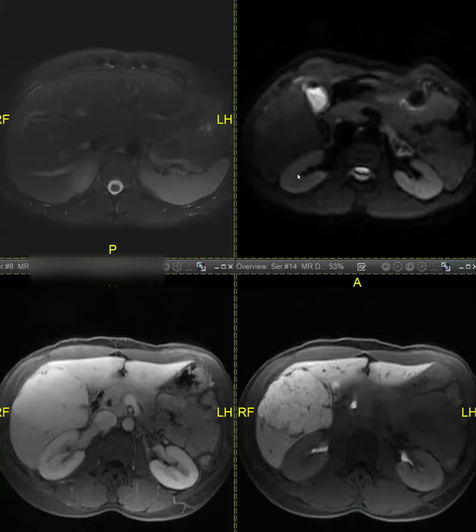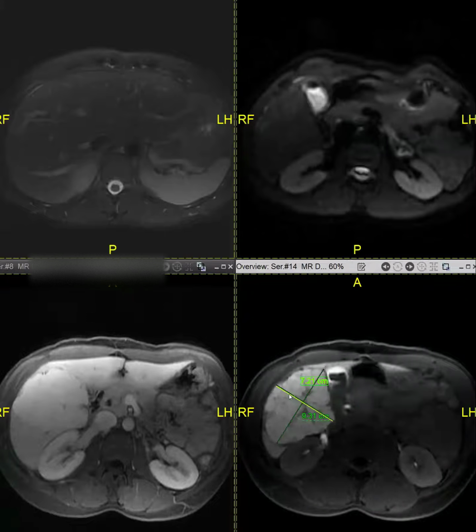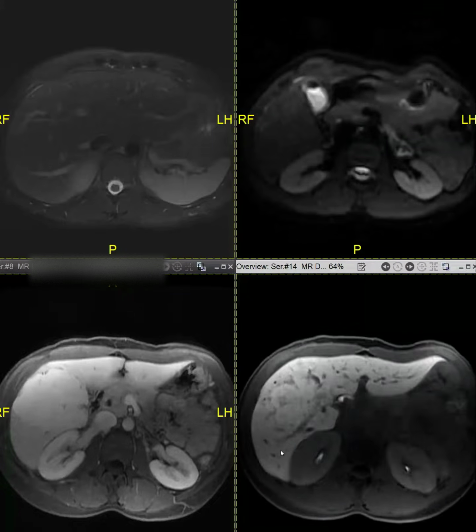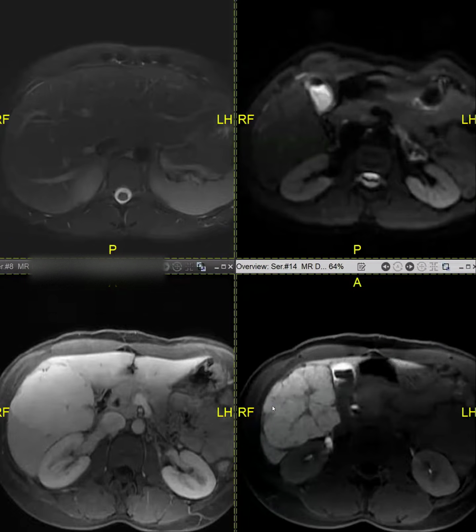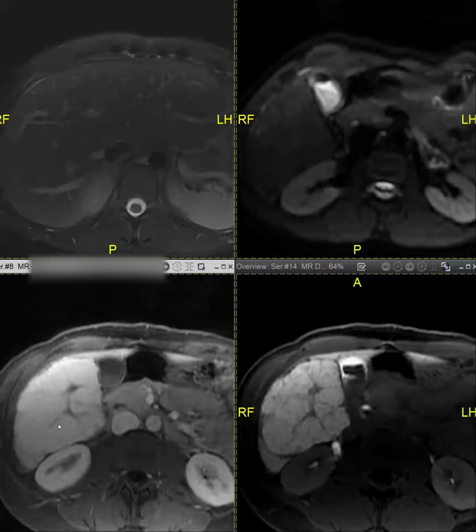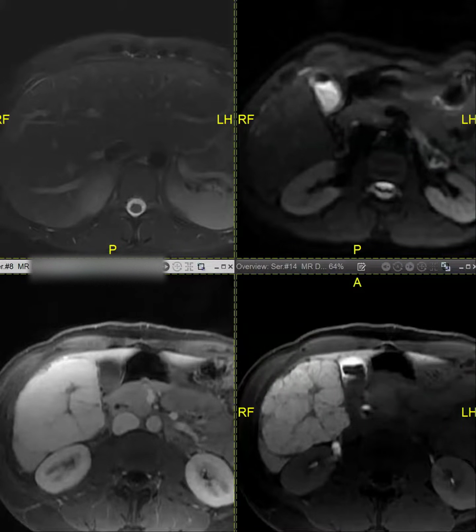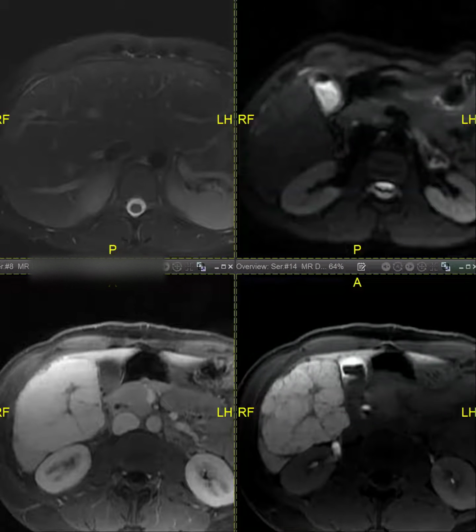On diffusion, nothing. Notice how it enhances very similar to the liver parenchyma. So this is FNH, and this is very different. So I don't think it's enough to say FNHs retain contrast and adenomas do not. Hepatobiliary phase hyperintensity is 95% specific for separating FNHs and adenomas, but there is some overlap.